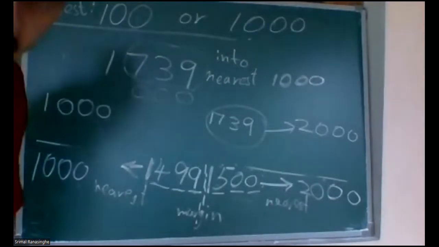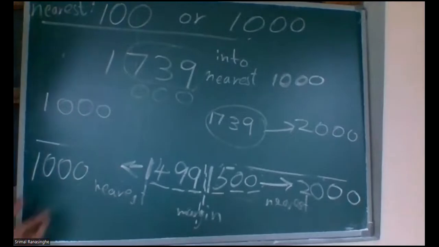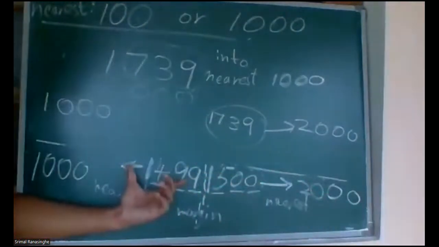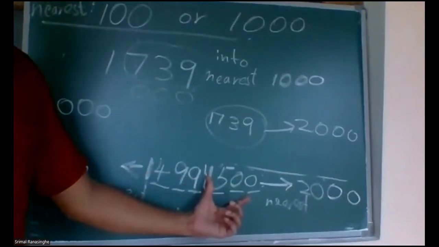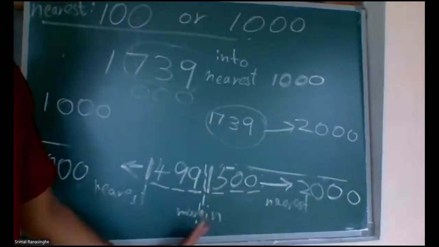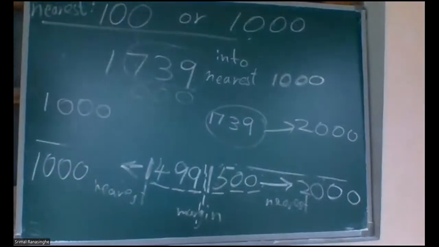Can't you hear me properly? 5,000 and 6,000 means here 5,499, here 5,500. Right? That is a margin. Understand? Write down this one. I think there is a signal problem because I couldn't hear your response.